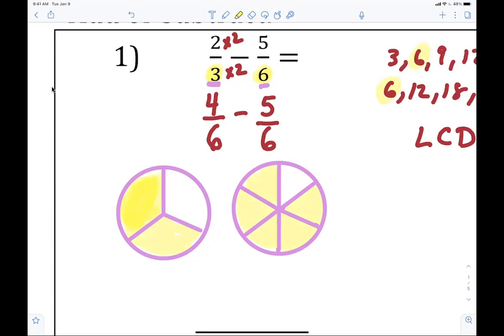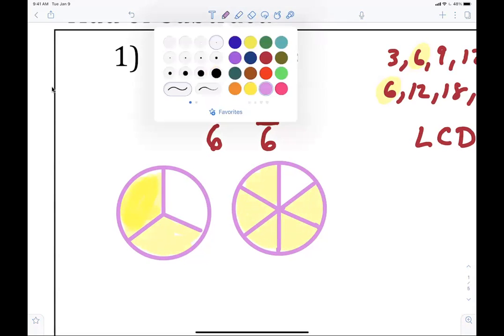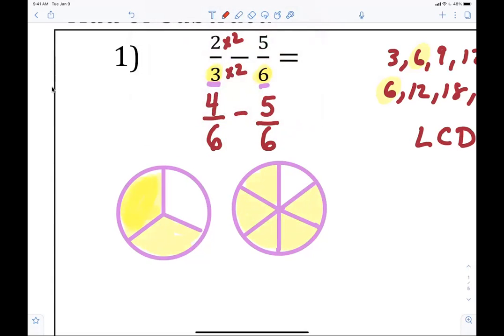Do you agree? Yeah. But what I am going to do now, watch me. This is what's important. I'm going to convert these slices over here to 6s. So how many slices is that? And how many are shaded? 4. So that's how 2/3 became 4/6.